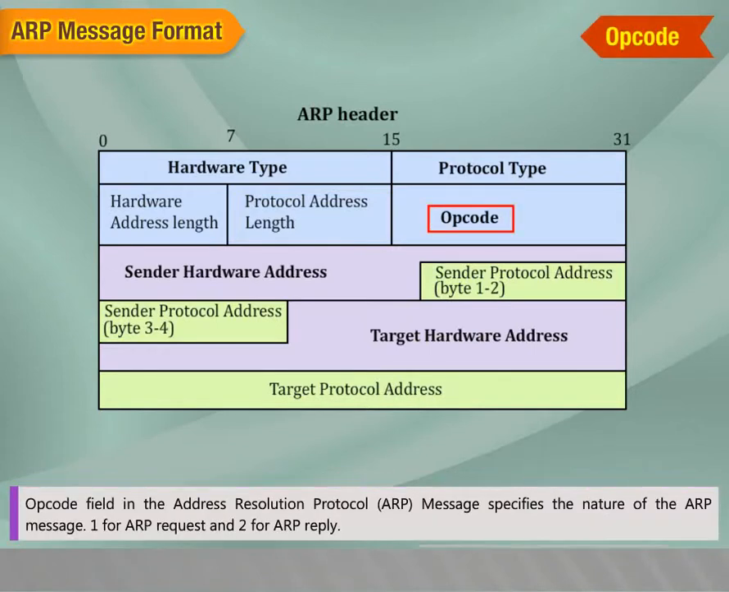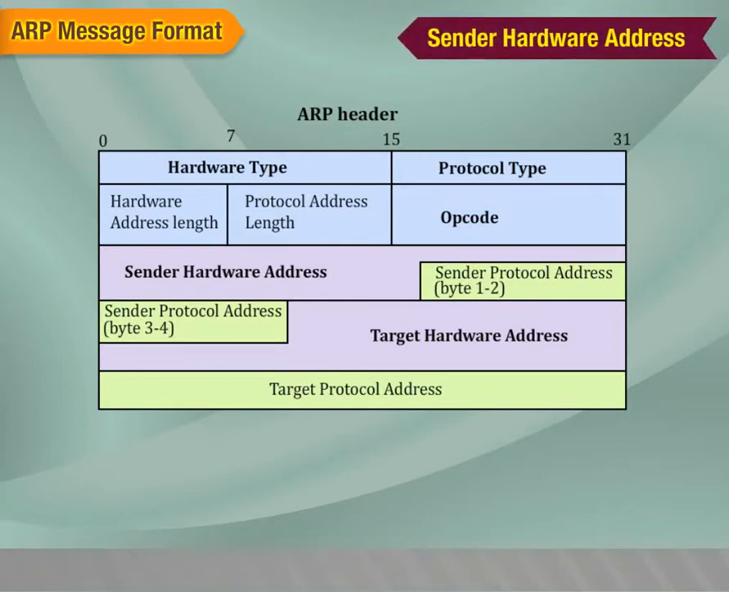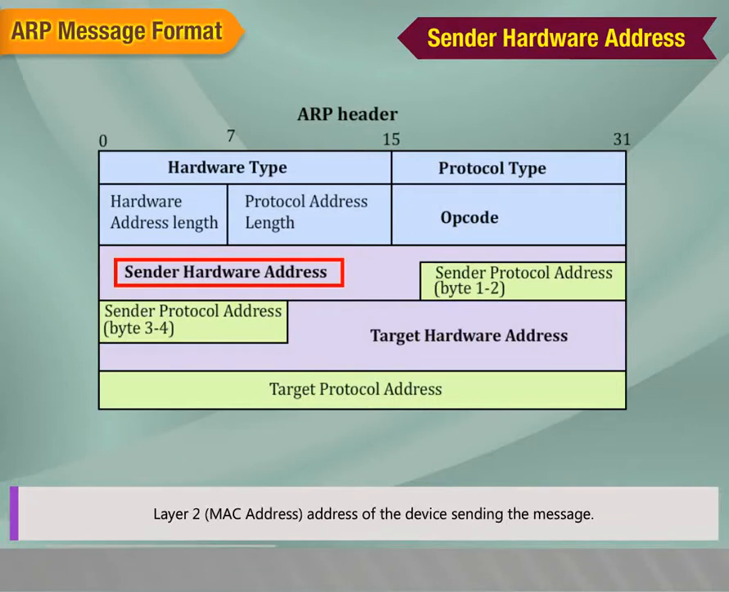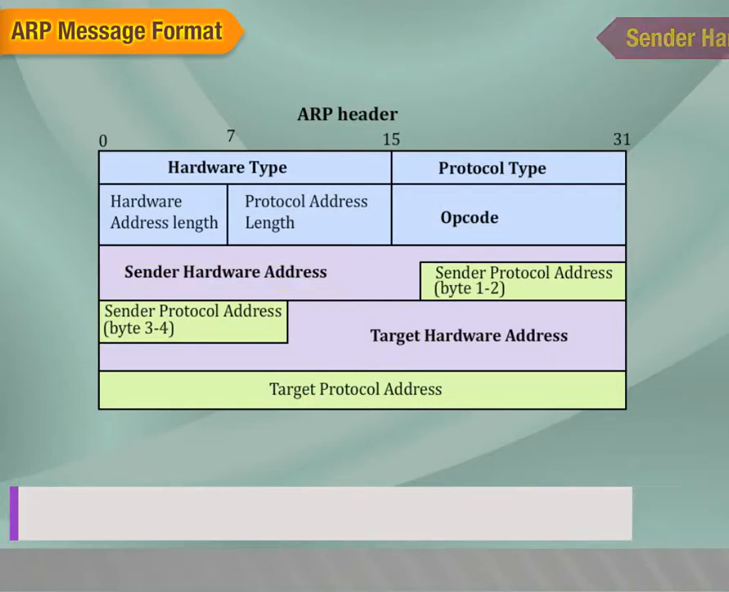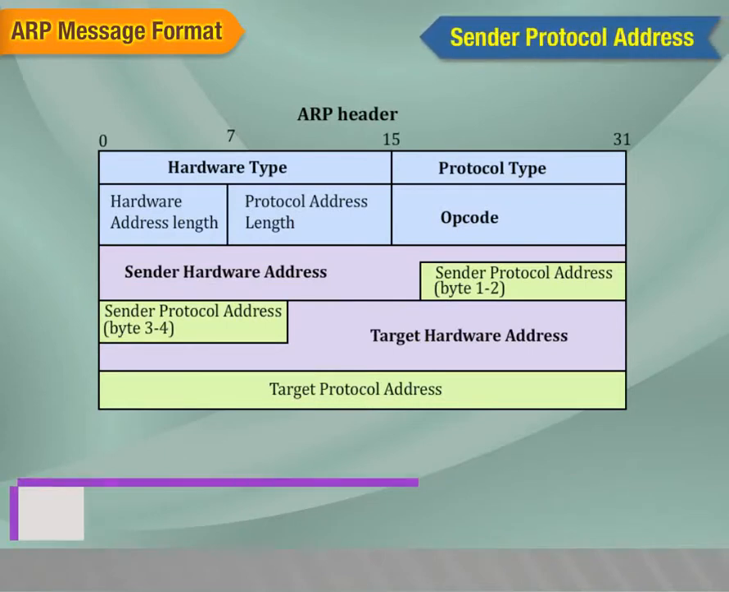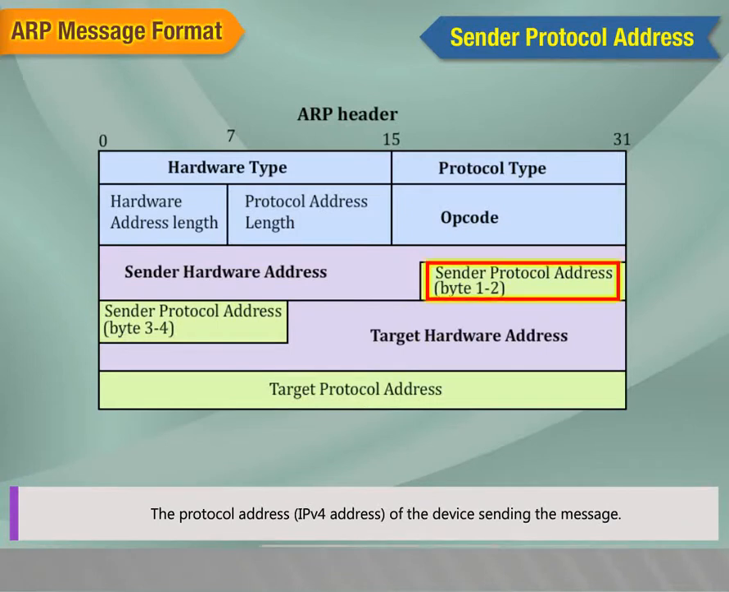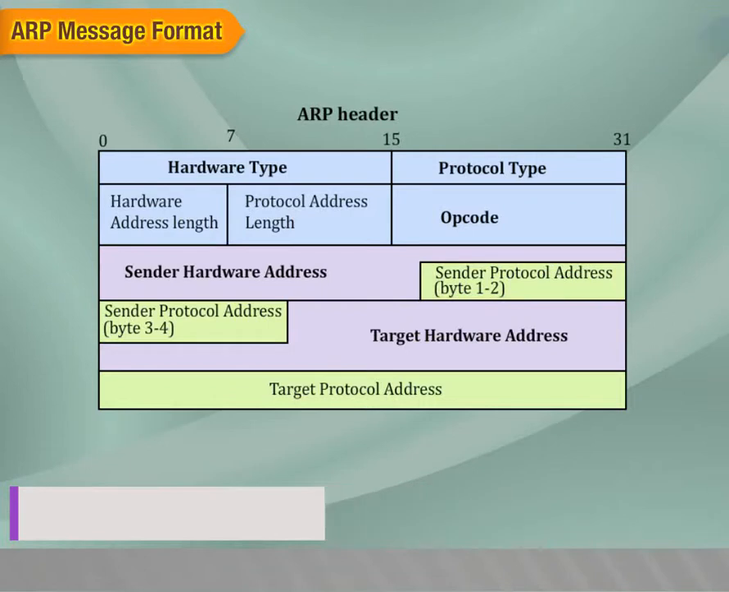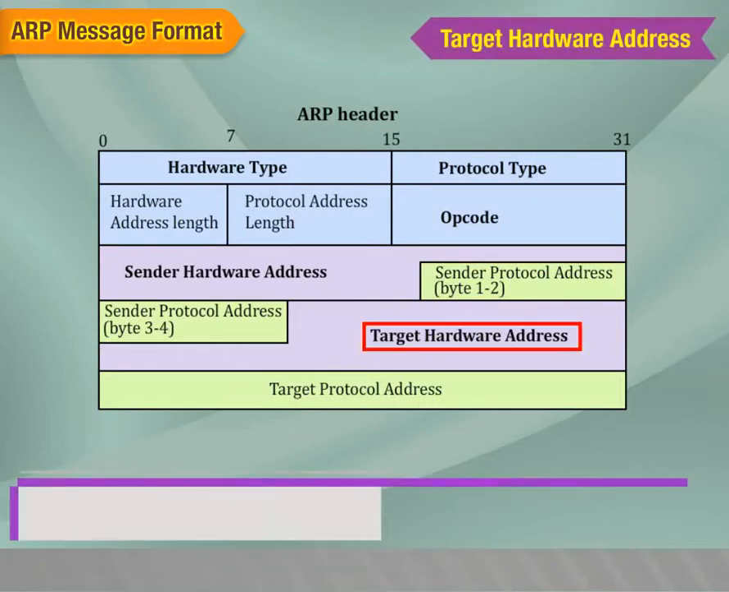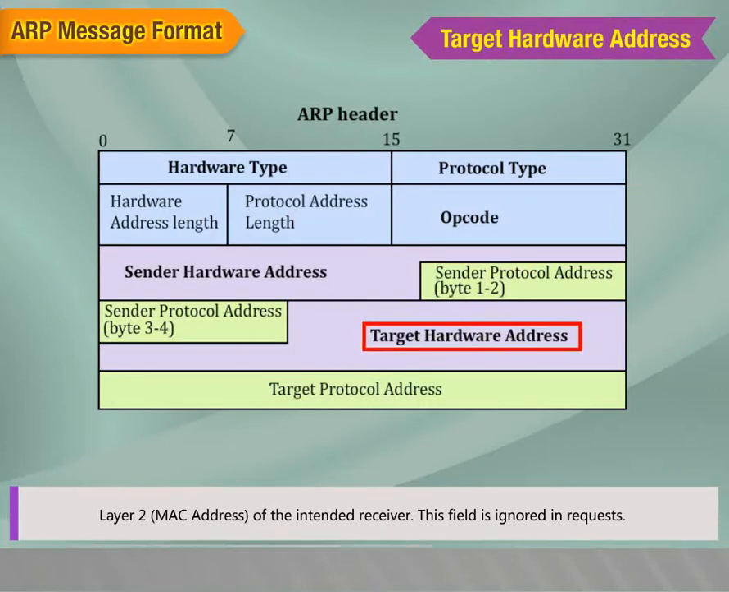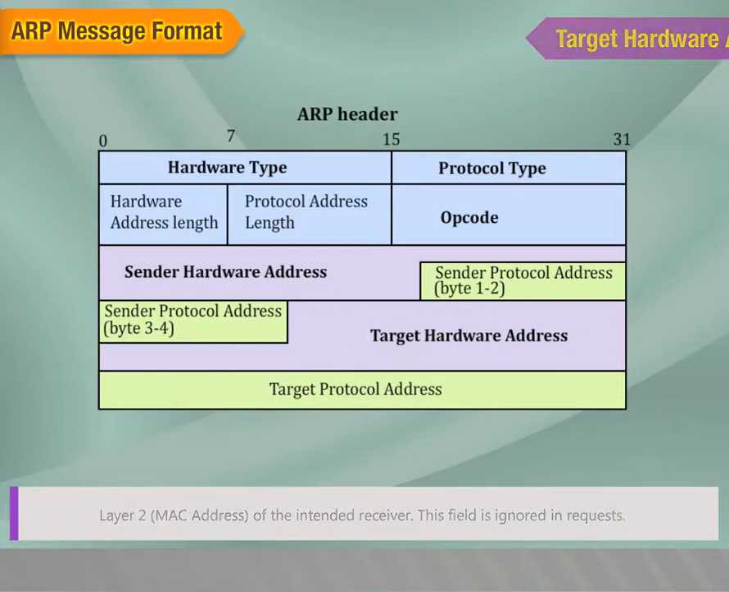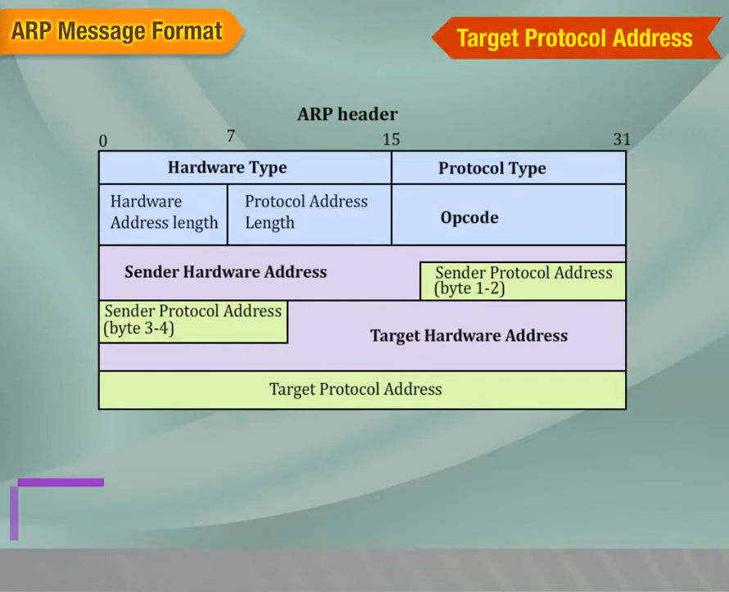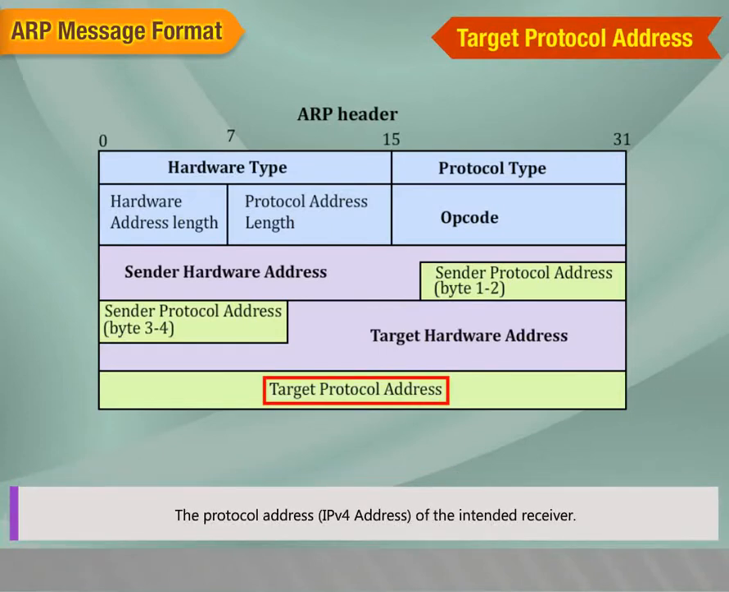Opcode. The opcode field in the ARP message specifies the nature of the ARP message: 1 for ARP request and 2 for ARP reply. Sender hardware address. The Layer 2, that is MAC address, of the device sending the message. Sender protocol address. The protocol address, that is IPv4 address, of the device sending the message. Target hardware address. The Layer 2, that is MAC address, of the intended receiver. This field is ignored in requests. Target protocol address. The protocol address, IPv4 address, of the intended receiver.